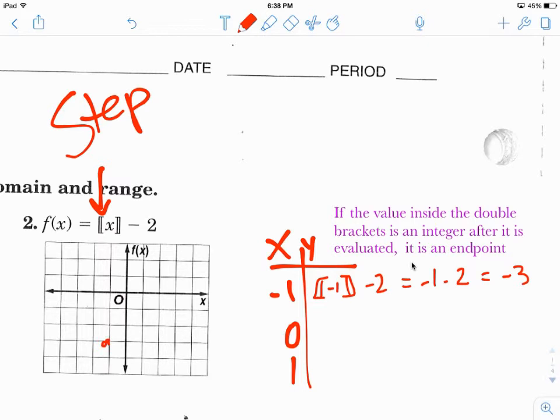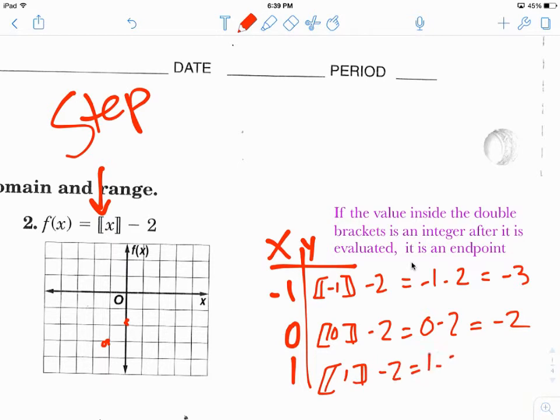If I go to the next point, 0, the greatest integer at 0 is, again, I'm going up the ladder and I want to get to 0. The greatest integer I've crossed so far is 0. So I have 0 minus 2, which is a -2. And that is, again, a solid endpoint. Now I can go to the 1. I'm heading up and I get all the way up to the 1. The greatest integer we've passed so far is a +1. So I have 1 minus 2, which is a -1, as my answer. So we're just using an XY chart along the way.